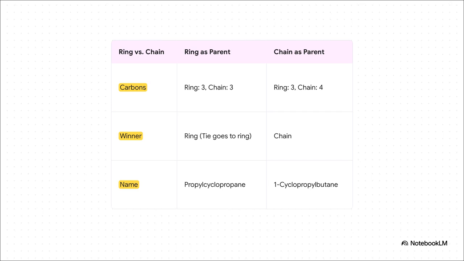But now look at the right. The chain has 4 carbons, which is more than the ring's 3. So the chain takes over as the parent, and the ring just becomes an attachment. And the name totally flips to 1-cyclopropylbutane.